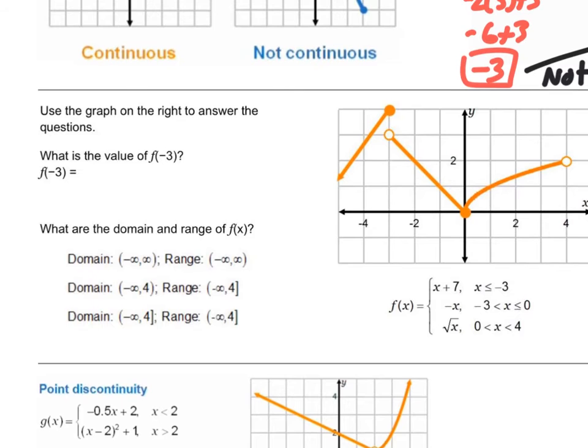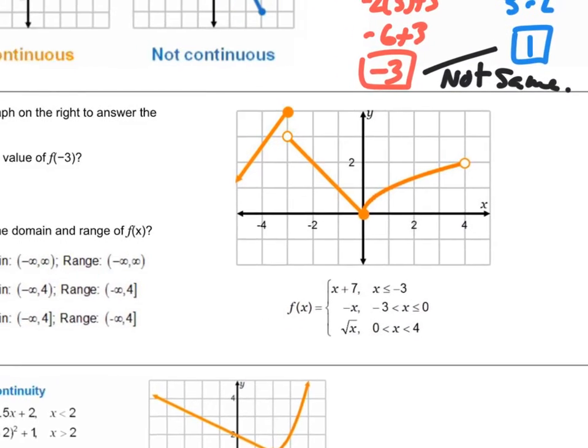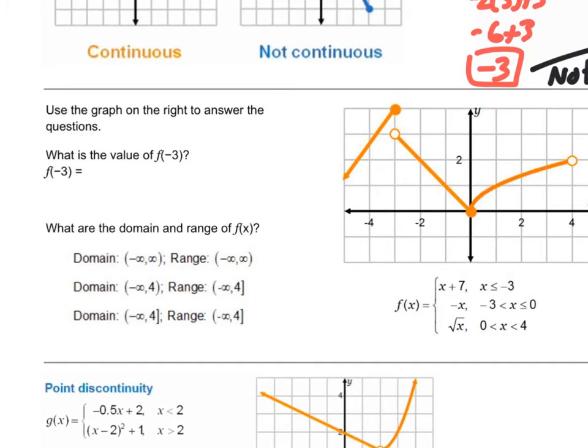It says use this graph to answer the questions below. Let's take a look at this one. This one's really important. It says, what is the value of f of negative 3? So I'm going to plug in negative 3 into this graph. And what's my corresponding y value? When x is negative 3, what's my y value on that one?